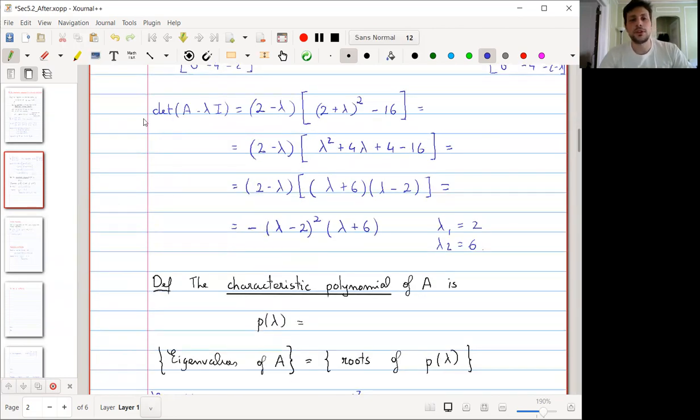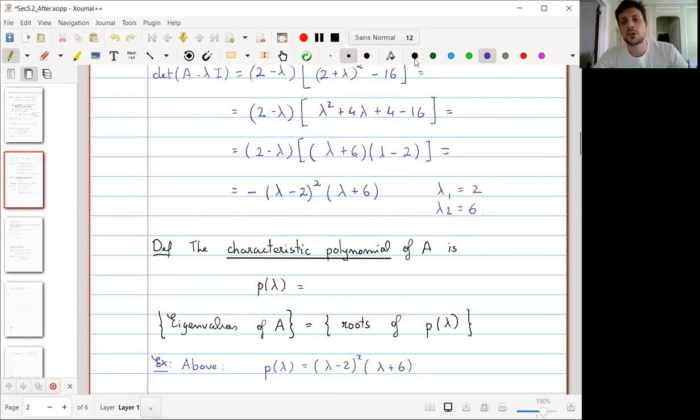We saw in these examples that the determinant of A minus lambda I is actually a polynomial in the variable lambda. It's a very important polynomial, to the point that we give it a name, and we call it the characteristic polynomial of the matrix A. By definition, the characteristic polynomial P of lambda is the determinant of the matrix A minus lambda times the identity. And by what we just saw and the argument we did above, the eigenvalues of A correspond exactly to the roots of its characteristic polynomial.